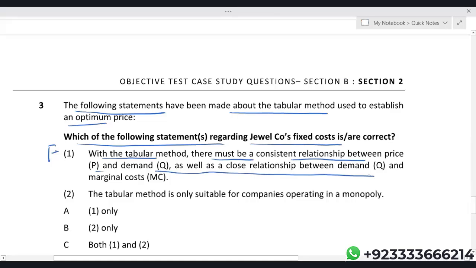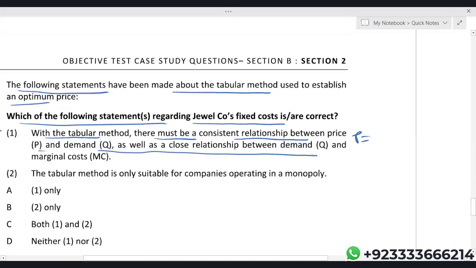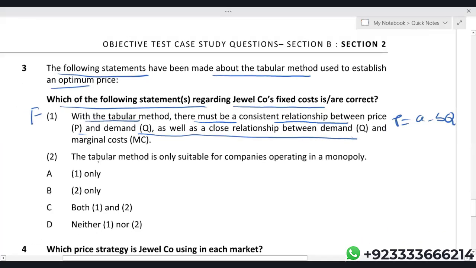In a demand function, yes, there's a consistent relationship. So you will get a consistent relationship in the demand function, that is P is equal to A minus BQ. But in the tabular method, there is no such consistent relationship. The tabular method is only suitable for companies operating in monopoly. Yes, it is only suitable because you are in a position to charge whatever prices you want to charge, and then you keep checking. If I keep reducing the price, where can I get the maximum profit?